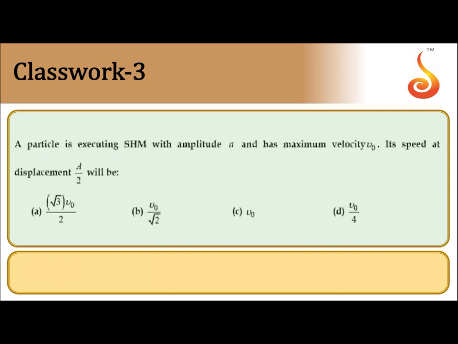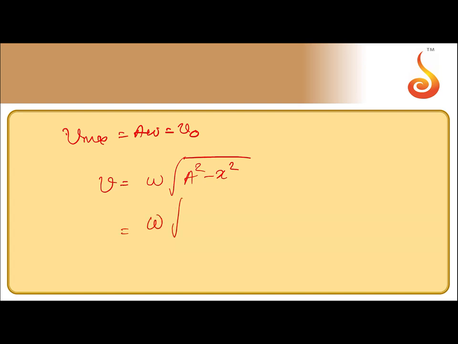Example 3. A particle is executing SHM with amplitude A and has maximum velocity v0. Its speed at displacement A by 2 will be. Okay, so notice that maximum speed is given as a omega, and that's given as v0. And we know that speed as a function of distance is given by omega root a square minus x square. So this is omega into root of a square minus, for half the amplitude, a square divided by 4.